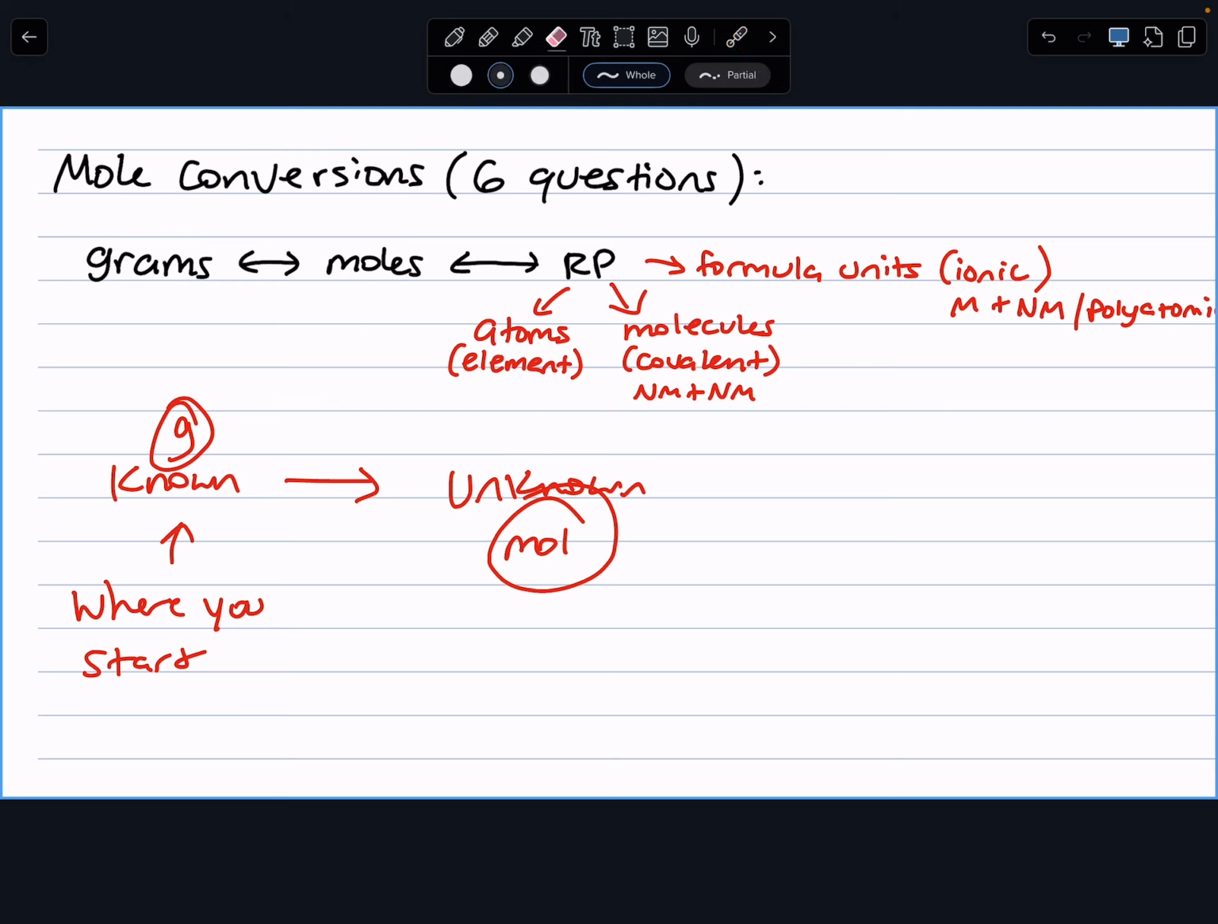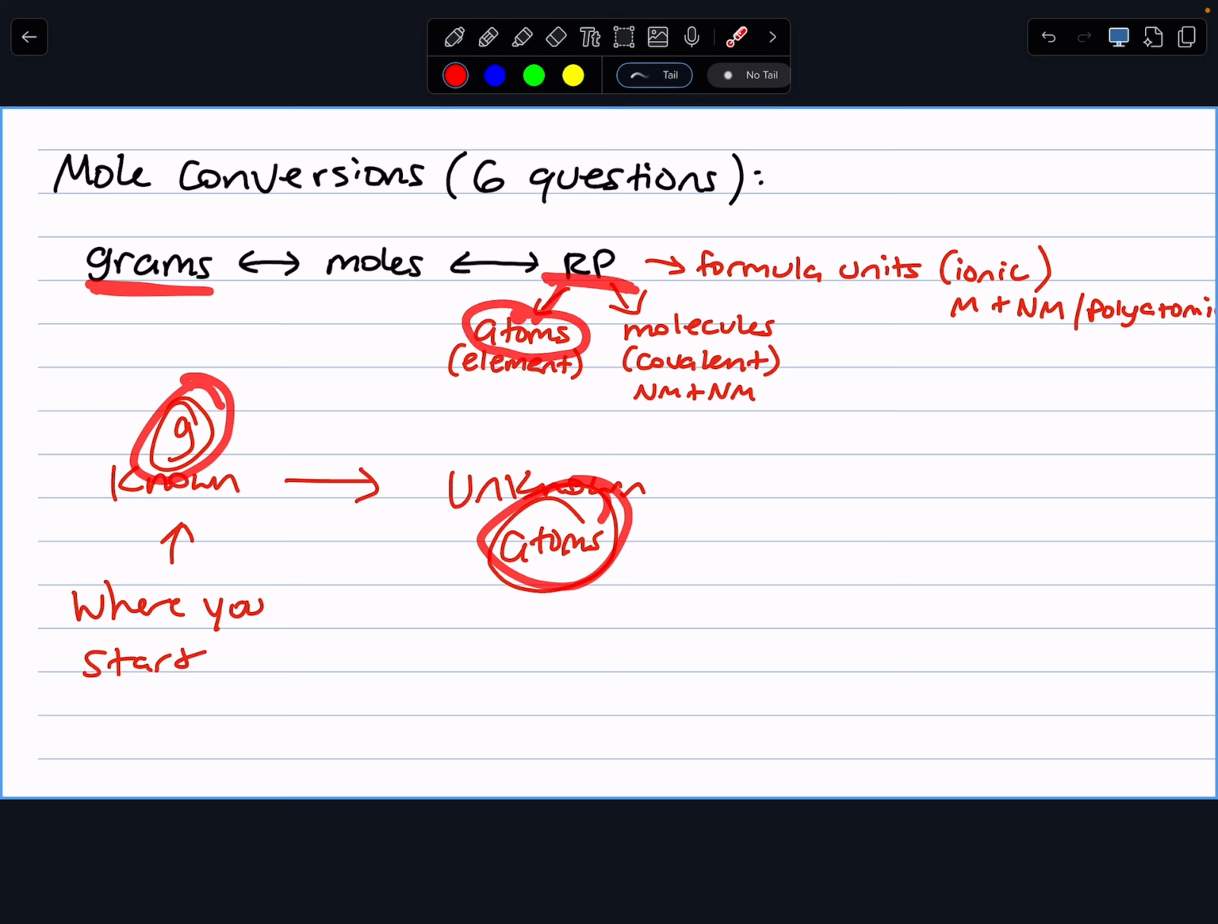Let's say my known is still grams, but now I'm looking for atoms. How many steps should my problem be? 2. So from grams to particles, and again, which particle? Atoms. So that's 2 steps to get there, so 2 conversion factors. Just keep that in mind.